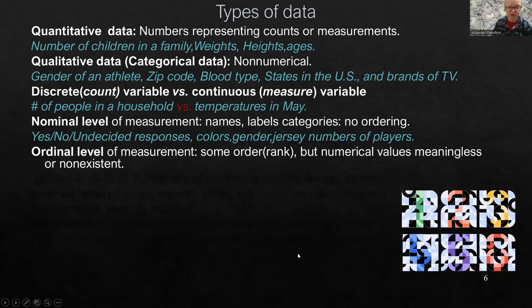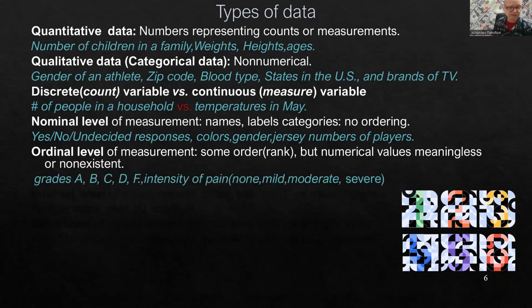Ordinal level of measurement: there is some rank, but numerical values are meaningless or non-existent. For example, grades A, B, C, D, F, or intensity of pain: none, mild, moderate, severe. When you go to a hospital or a doctor, often they give you that chart with the smiley faces, and that would essentially be an ordinal level of measurement.